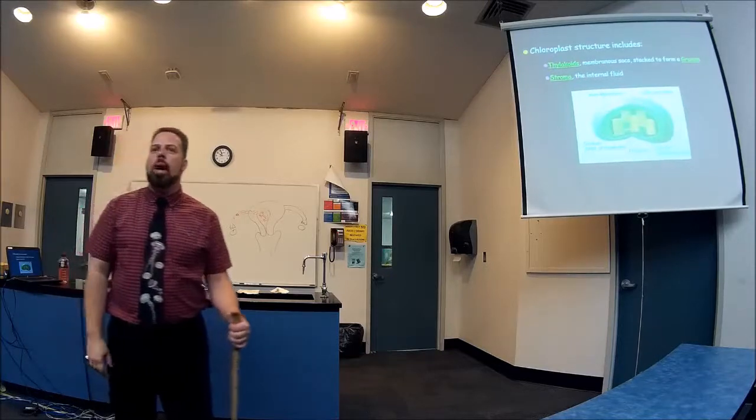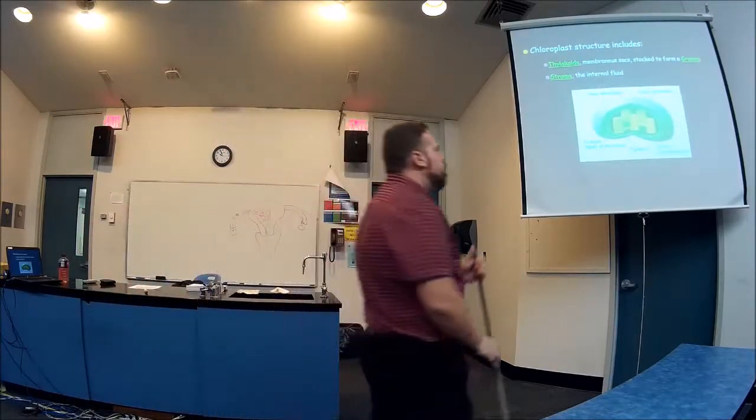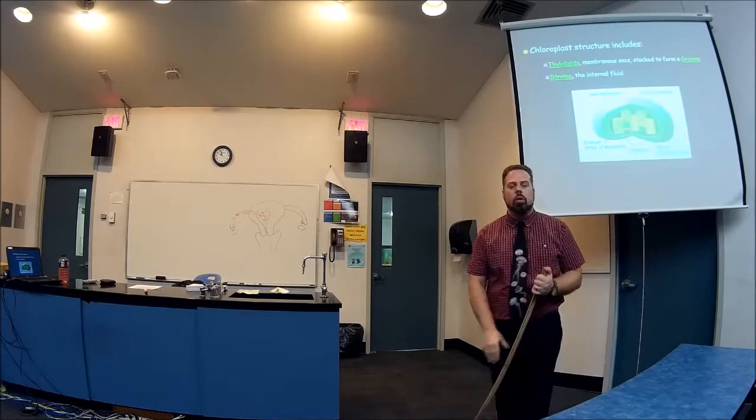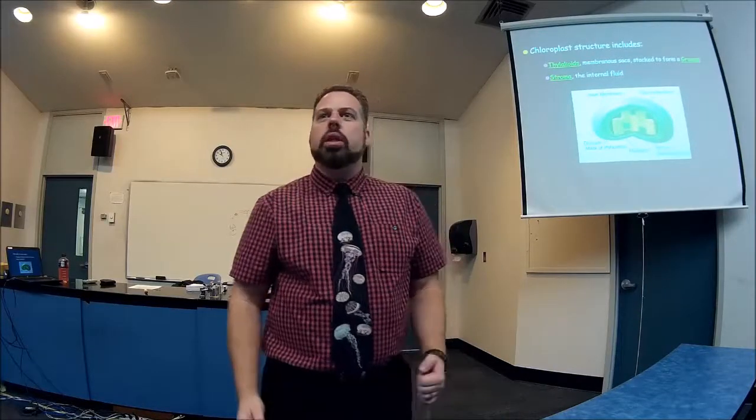That's called the stroma. There's certain things that happen in the stroma. There's certain things that happen in the thylakoid area. And we'll get into that with photosynthesis later.